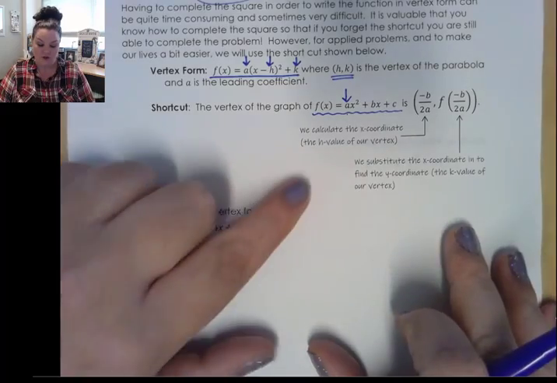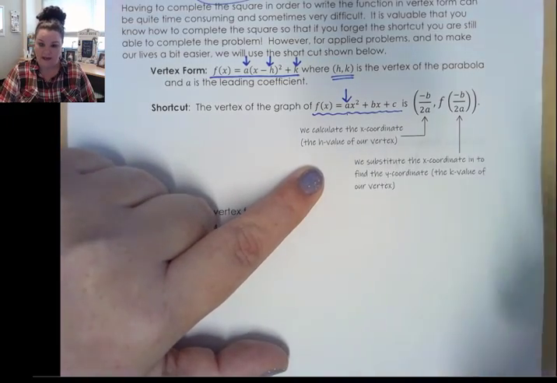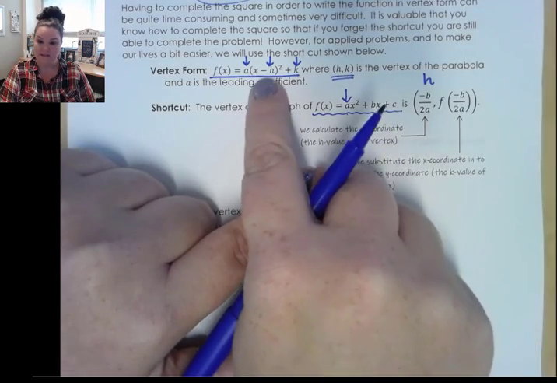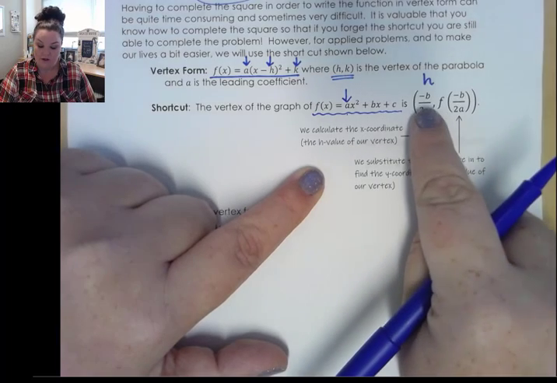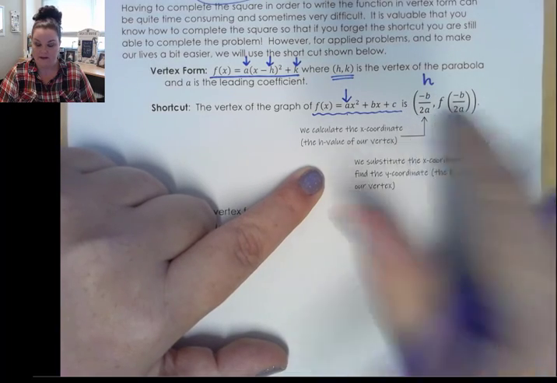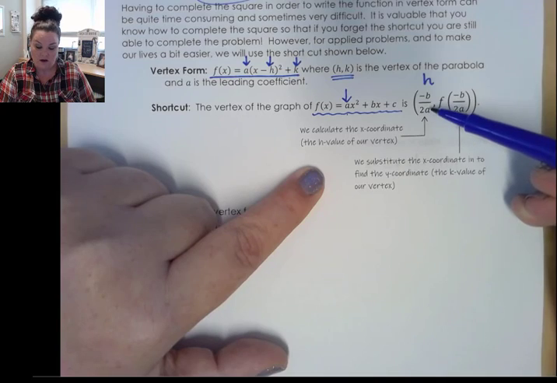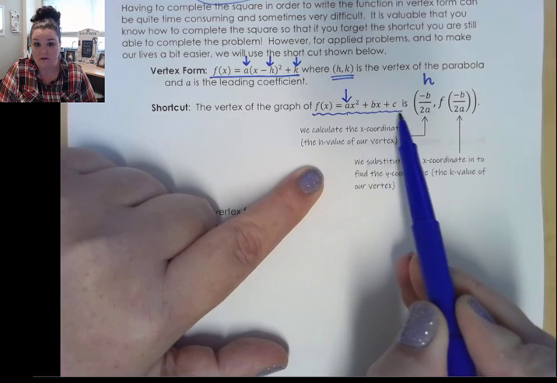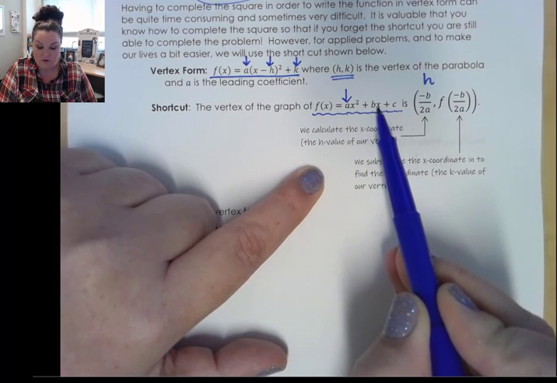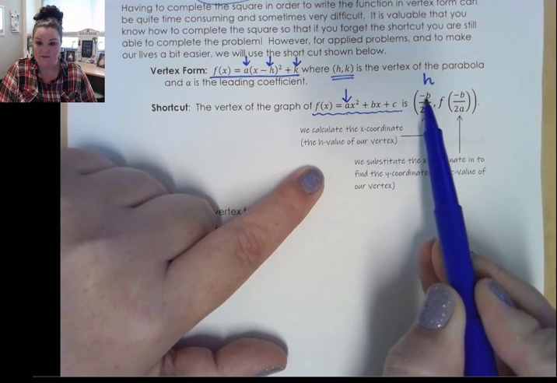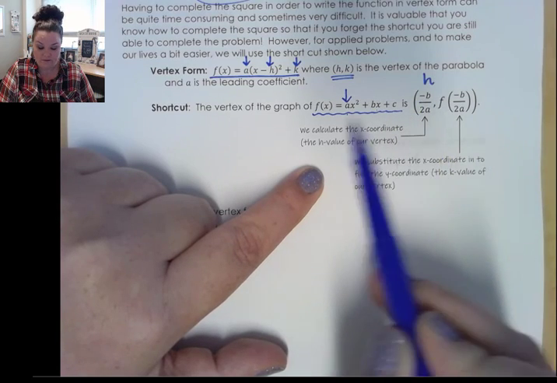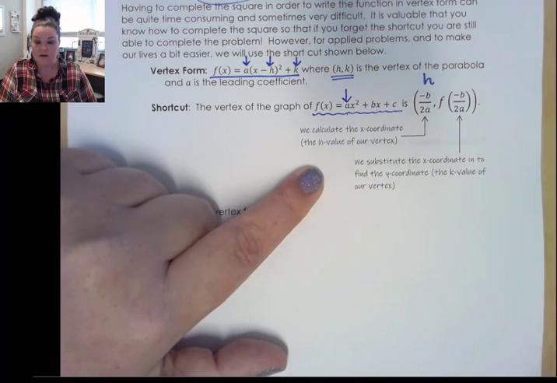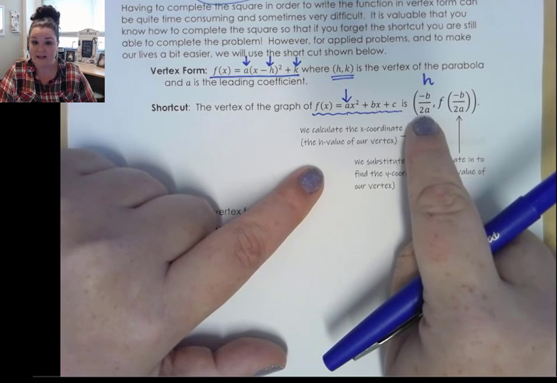Okay, so here's our shortcut. Here's how we find it. Okay, to calculate our h value of our vertex, the thing that's going to go in here, right? We calculate negative b over 2a. Now this b and this a are the coefficients of our terms when it's written in standard form. Okay, so whatever the coefficient is on our x term, that's our b value, which we're negating. And then whatever our leading coefficient, our a, that's what we're multiplying by 2 here in the denominator. Okay, so that's how we find our h value.